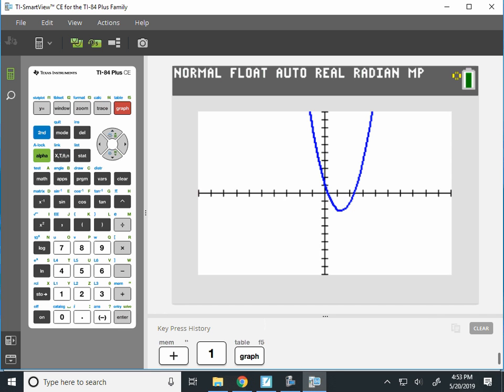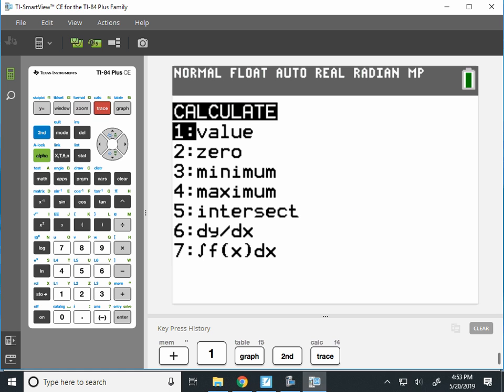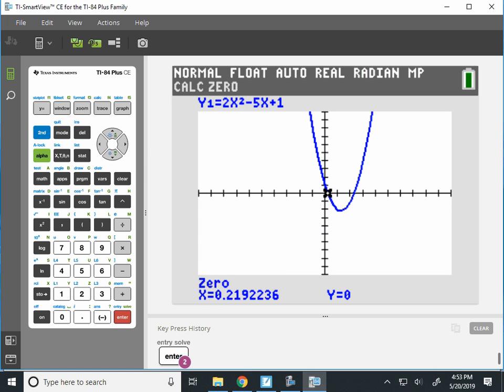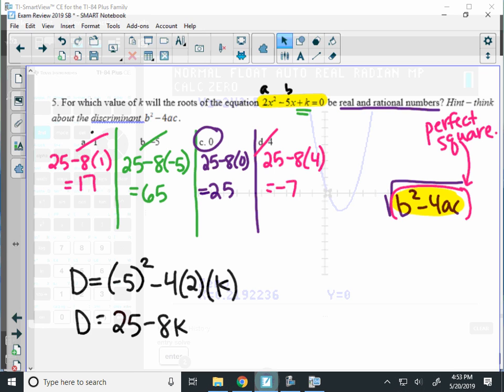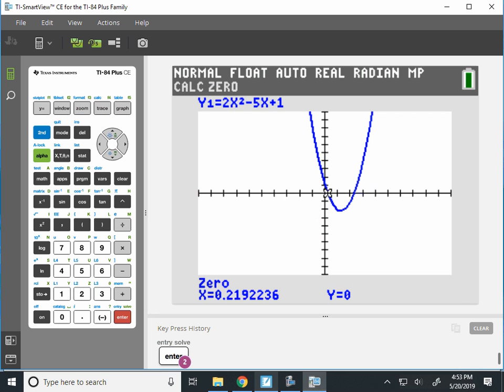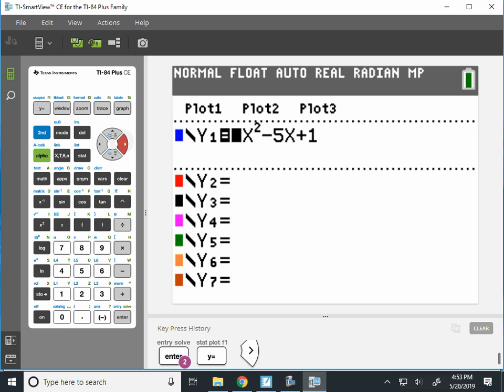If I graphed this, we wanted 2 rational numbers. Well, if I traced the 0 here, I would see that the root's at 0.21. That doesn't look rational. That's why it wouldn't be one of my solutions. I'll just show you C to see why it works here. So for this answer, C was 0.